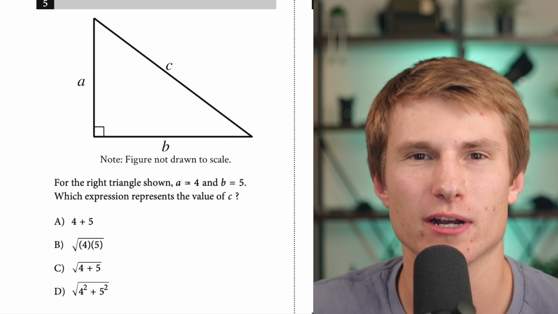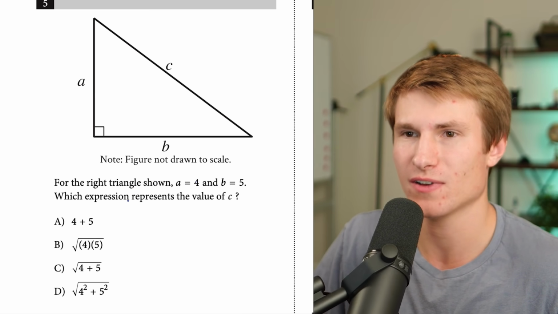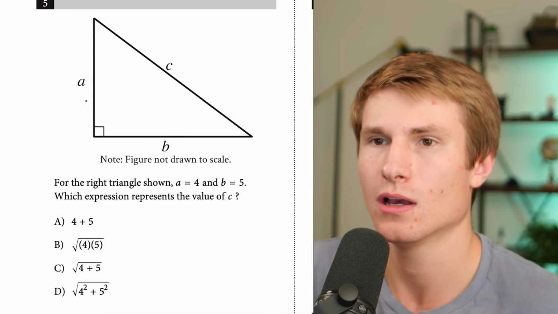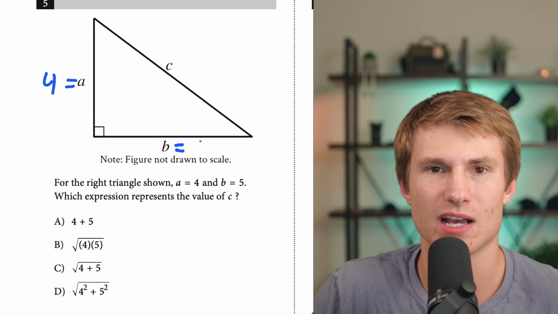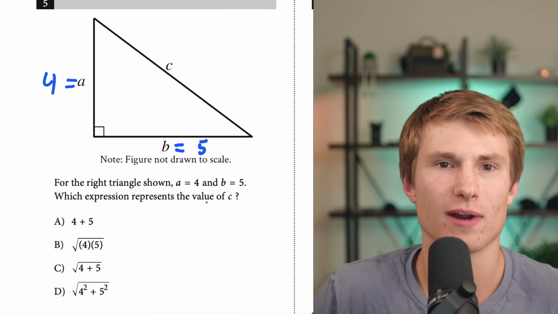Question 5 states, for the right triangle shown, A equals 4 and B equals 5, which expression represents the value of C? Well, when you're given a triangle question on the SAT, it's often helpful to go ahead and label your sides. So as you can see, we go ahead and do that. We're asked for the value of C.